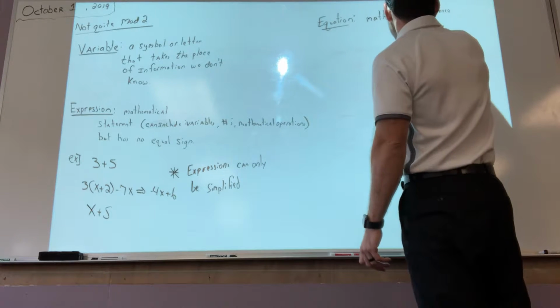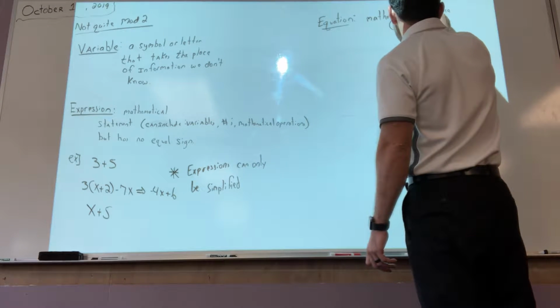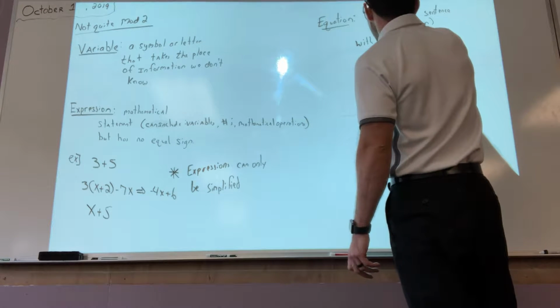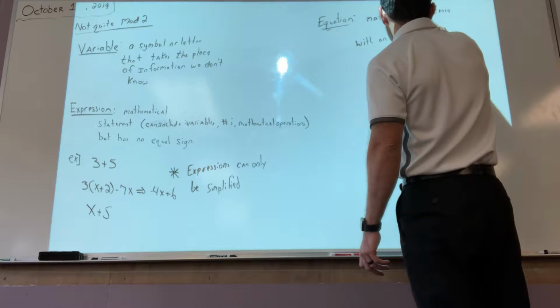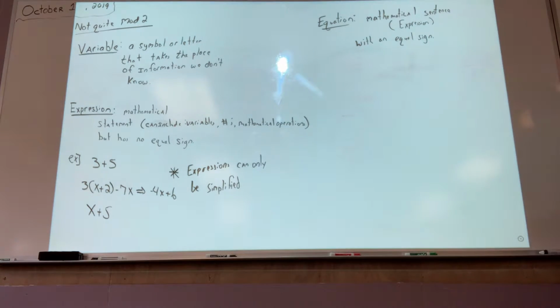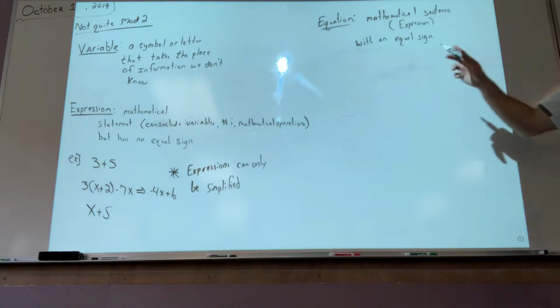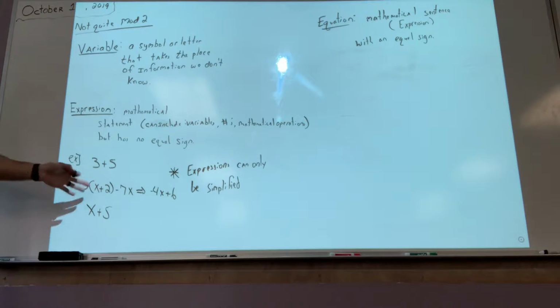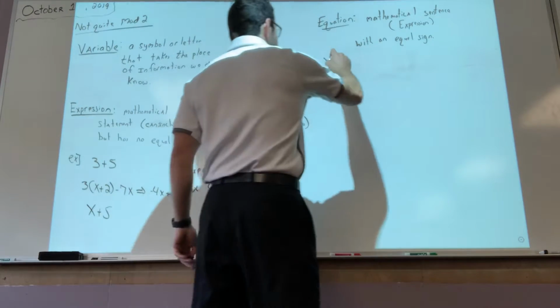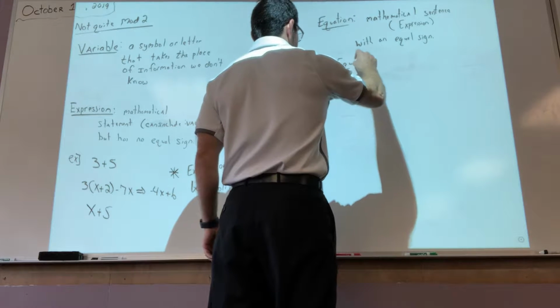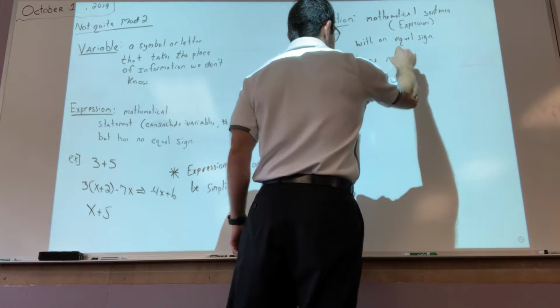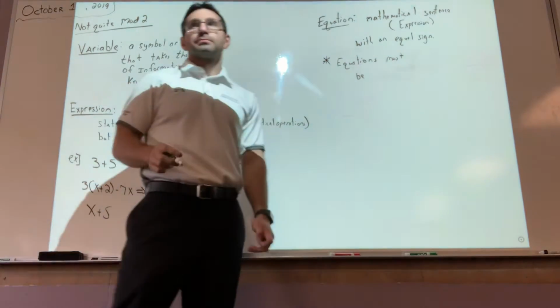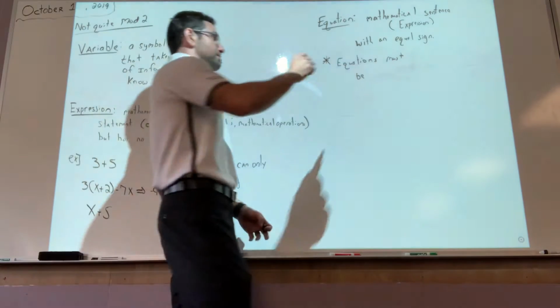or even better, it's an expression with an equal sign. So the way that I was taught about equations, it was two or more expressions with an equal sign. So that means it includes numbers, variables, mathematical operations, but then there's going to be an equal sign. So there's going to be two of them. It's going to be equal. Equations must be what? Tim, solved.